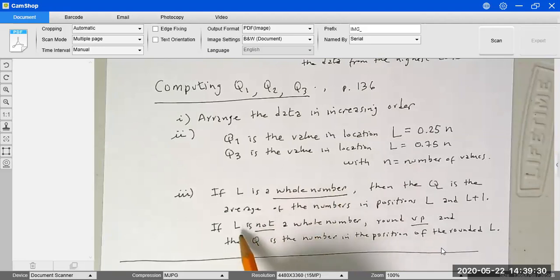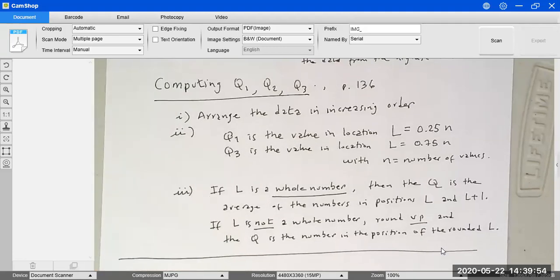Most of the time it's going to be a non-whole number, so it's going to have a whole part with a decimal part. So you're going to need to round up, and then the quartile is going to be the number in the position of the rounded L. So you're going to look at the ordered table and look for the value that is in such a position.